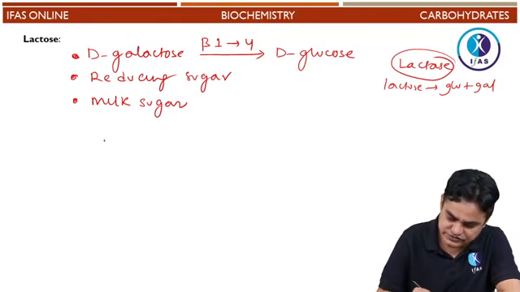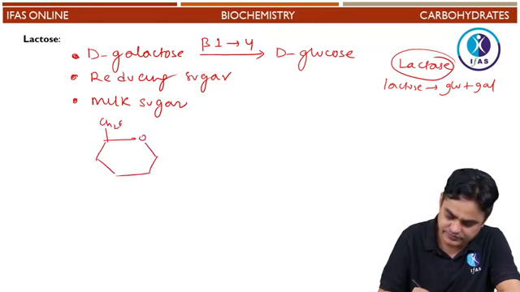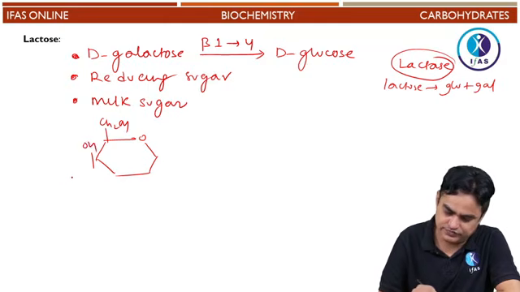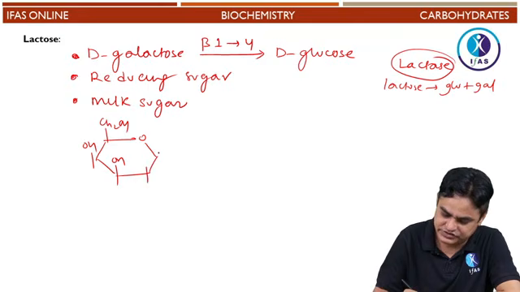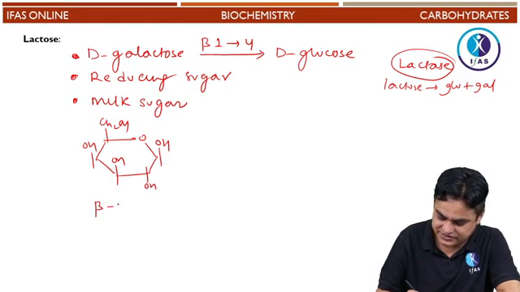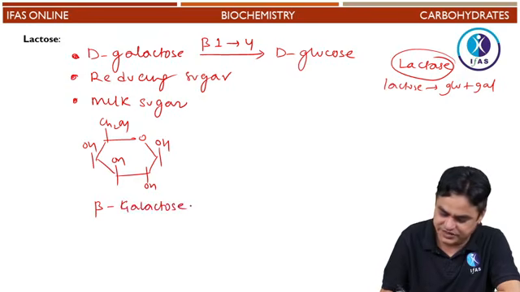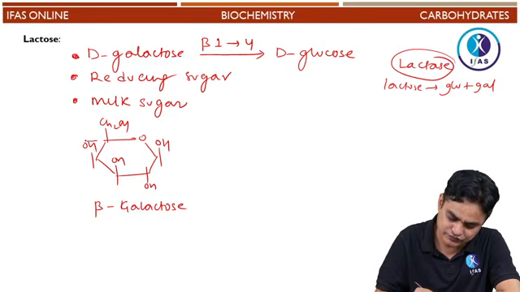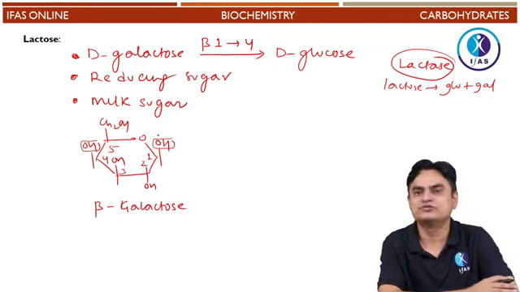Now, if you are interested in the structure, you can draw it like this. So this is the structure of beta galactose. This is the structure of beta galactose. Why galactose? Because at the 4th position the OH group is above the plane. Why beta? Because at the anomeric carbon the OH group is above the plane.